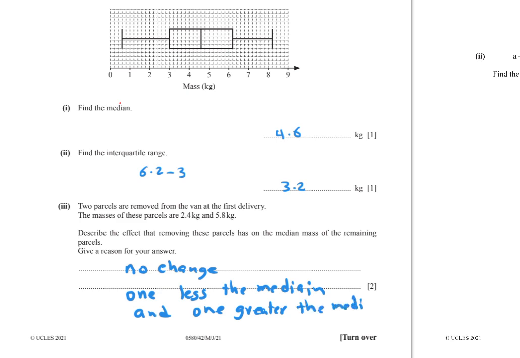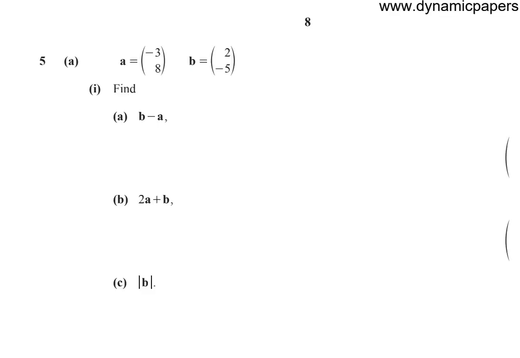So no change if we remove both. Number 5a. A is (-3, 8), B is (2, -5). Find B minus A. So 2 minus negative 3 is 5, and negative 5 minus 8 is negative 13.